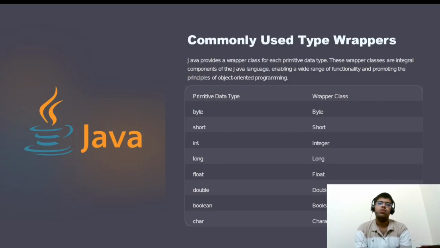Next we will see some commonly used type wrappers in Java. Now let's see some examples. Now for byte with a small b, in its primitive data type gets converted to Byte with a capital B for the wrapper class. Now here the byte was a variable, whereas now in the wrapper class it becomes an object.